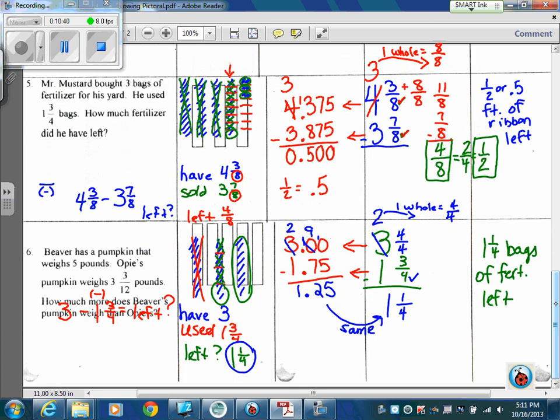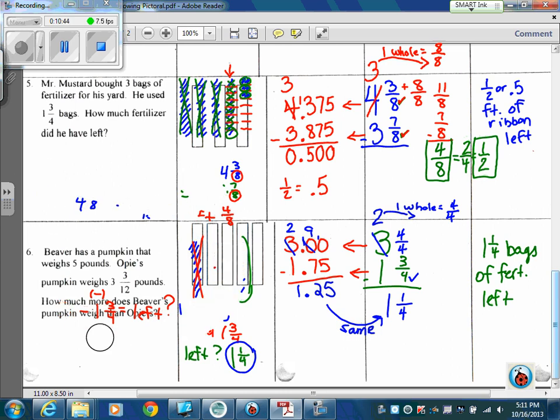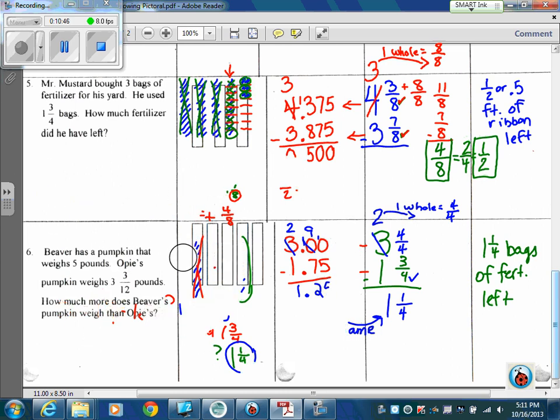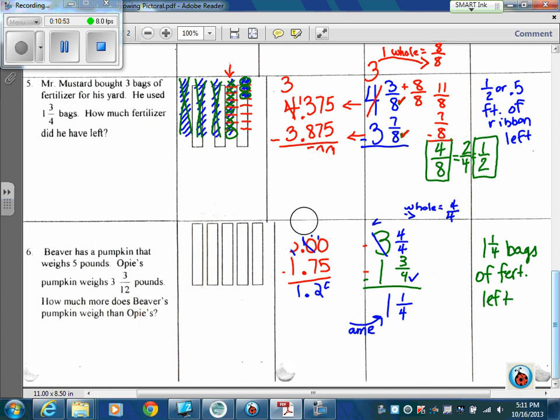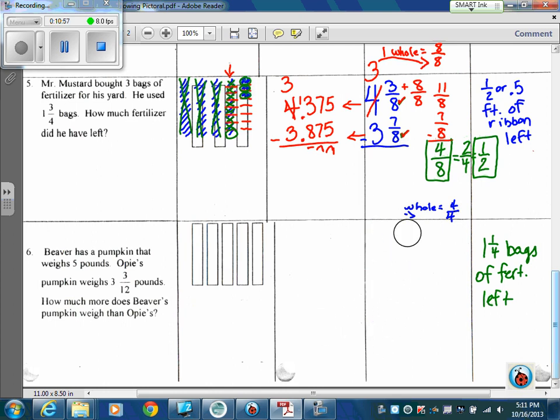Okay, one more to practice with. Number 6, you can pause the video, try this one on your own, come back and see how you did. Okay, so you should have tried this one on your own. It says Beaver has a pumpkin that weighs 5 pounds. Opie's pumpkin weighs 3 and 3/12 pounds. How much more does Beaver's pumpkin weigh than Opie's?